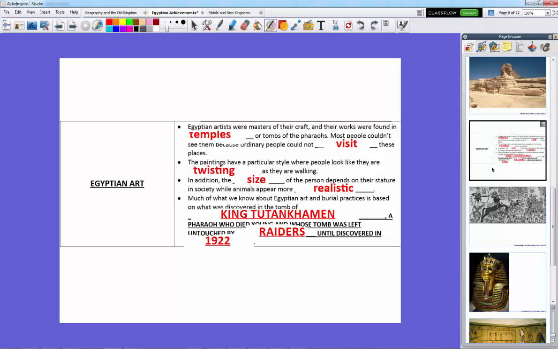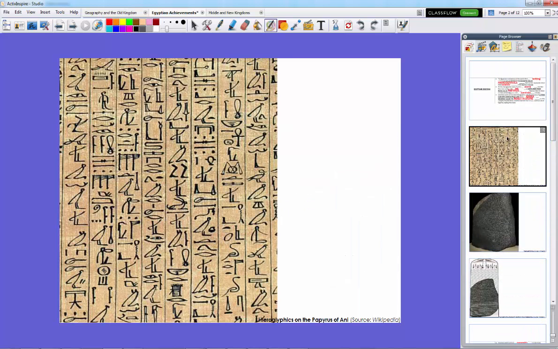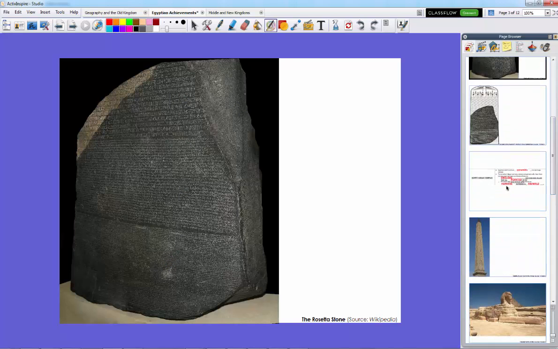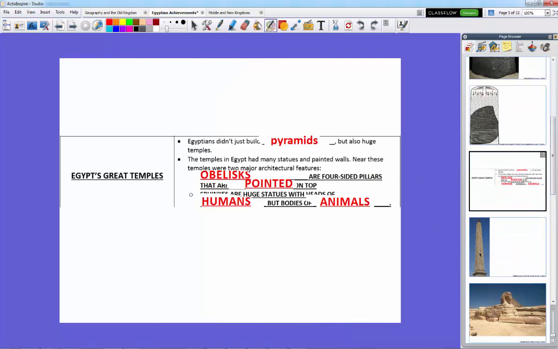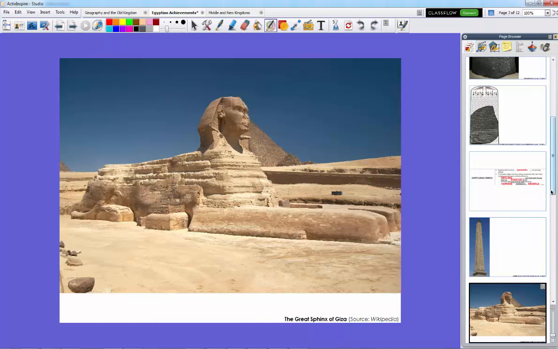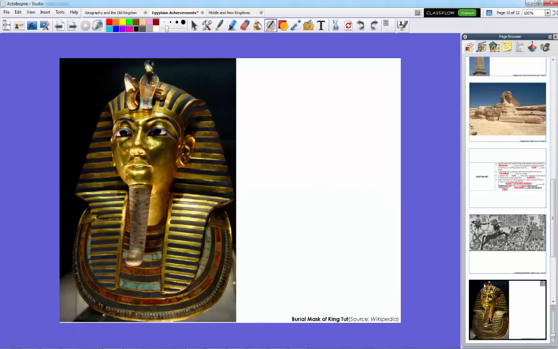So that concludes our chapter. We talked about three things. We talked about writing. We talked about hieroglyphics and how we couldn't understand what hieroglyphics were until we discovered the Rosetta Stone, which was a copy of hieroglyphics, Old Egyptian and Greek, which allowed us to unlock the language and learn a lot about ancient Egyptian history. We talked about their temples. And outside of temples, we had obelisks, which are tall towers pointed on top, usually with hieroglyphics written on them. Also sphinxes, which were bodies of animals with heads of humans. And then we talked about the art, where the greater the person's importance was, the bigger they were in their paintings. They were usually painted in a sideways style. And most of what we know was from this guy's tomb, King Tut.